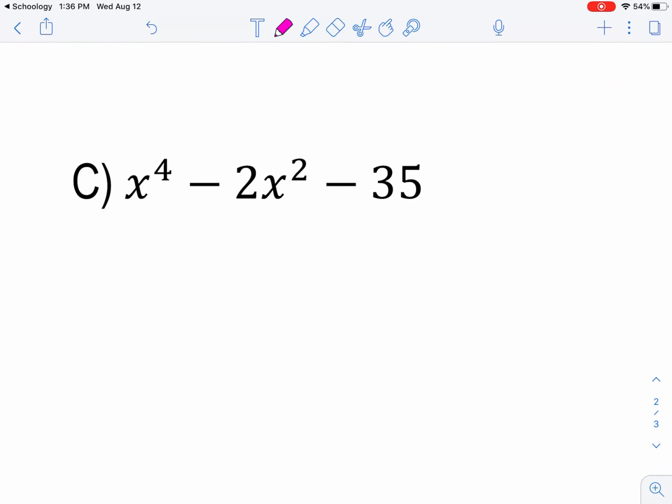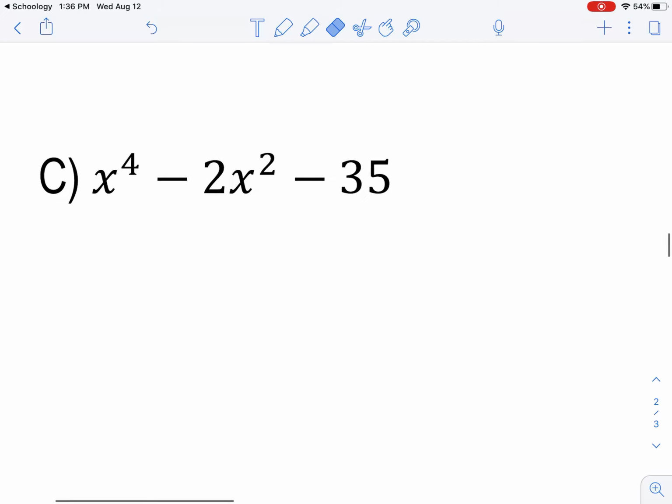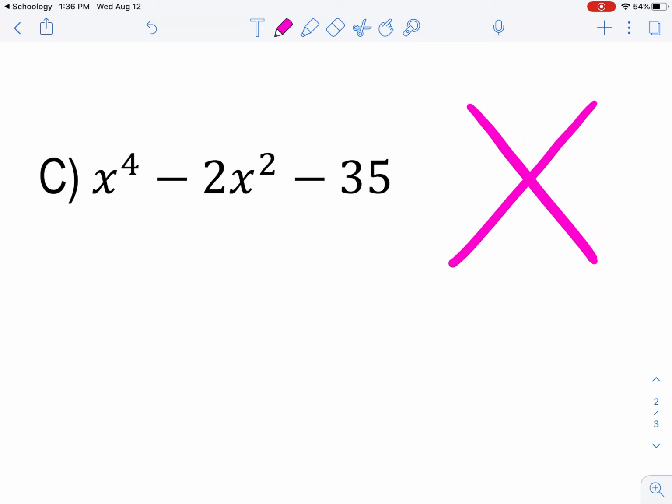Okay, next one. There's 3 terms. First thing I look for is a GCF. All 3 terms, 1, 2, 3, don't have anything in common, so no GCF. Since there's 3 terms, once again, I'm going to use this little organizational x here. I'm going to do a, which is the coefficient in front of this, which is 1, times c, which is negative 35. So 1 times negative 35 is negative 35. And the b term is negative 2.